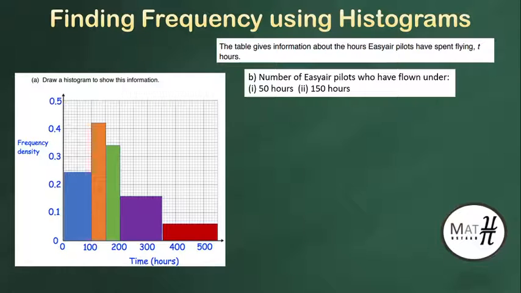Today we'll be finding the frequency using histogram. So the question says the table gives us information about the hours easy air pilots have spent flying. On the x-axis we have the time flown by the pilots, and on the y-axis we have the frequency density.